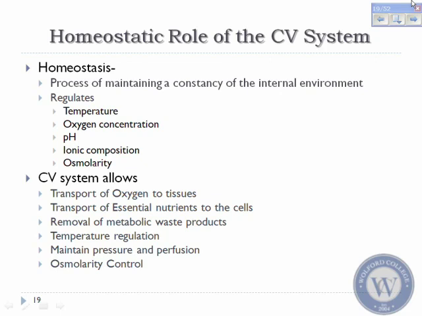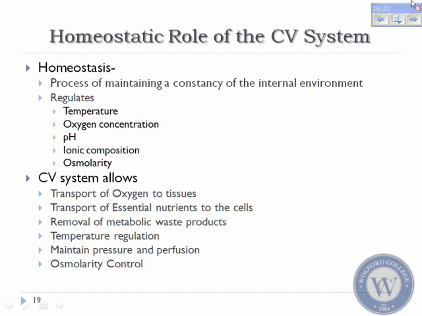Basically, the cardiovascular system allows for transport of oxygen to tissue, transport of essential nutrients to the cells. So it's basically like your major highway system. Just imagine as an analogy that without trucking, without your major highway system, you would not get food down here, and you wouldn't get all the essential components that you need to survive. It's also extremely important for removal of metabolic waste products. Okay, because cells are continuously producing this stuff, and the byproducts have to be removed.